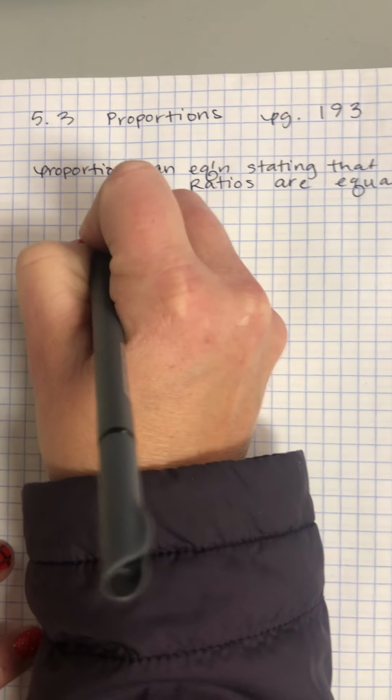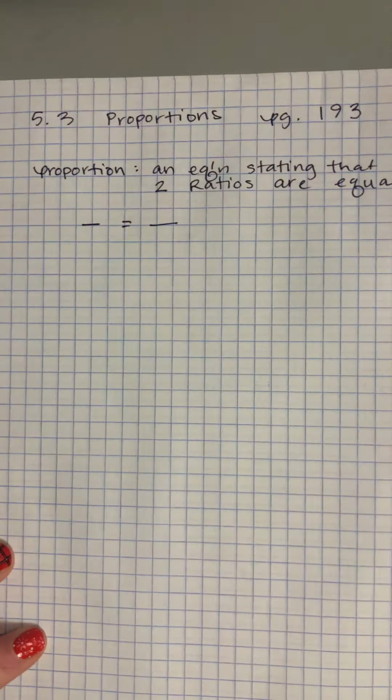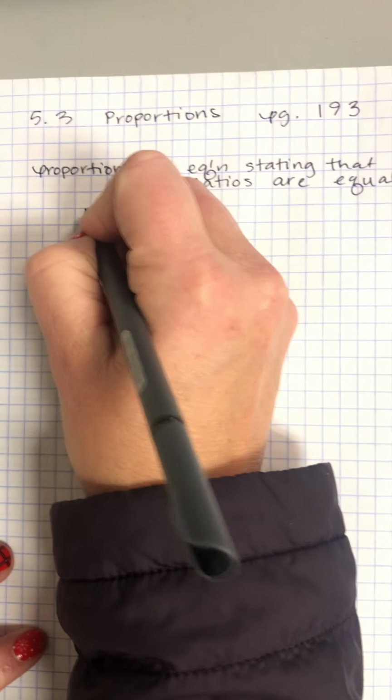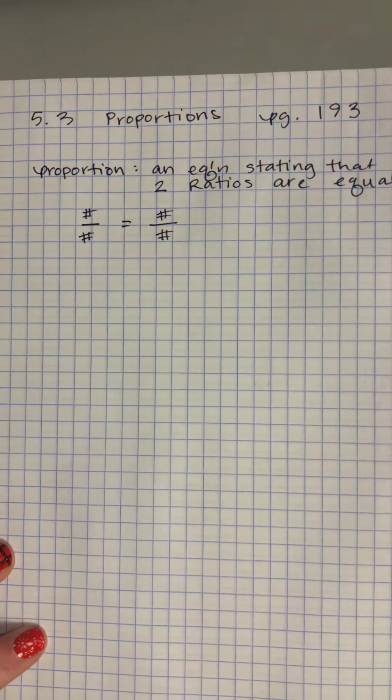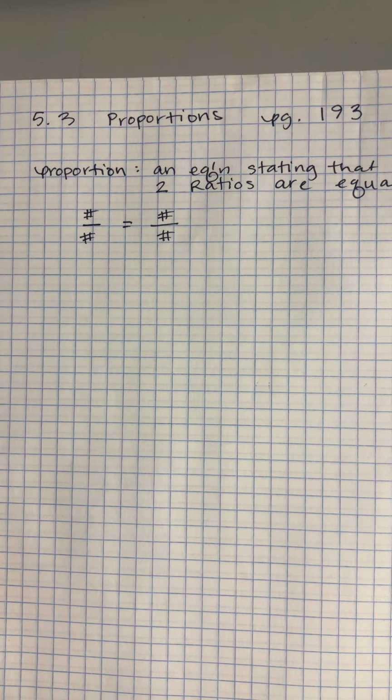So it looks like this, right? And these are all numbers, or since we're in 7th grade and we're working with some pre-algebra / algebra, sometimes they'll be letters. Okay, but there's something in the numerator and denominator for both sides.